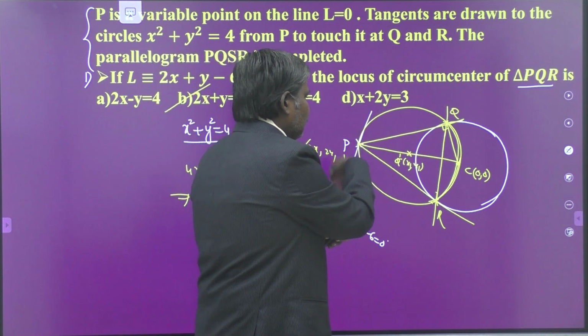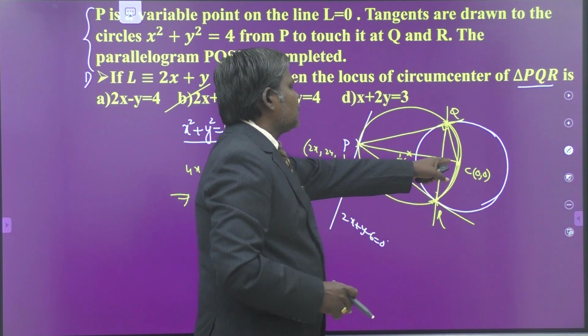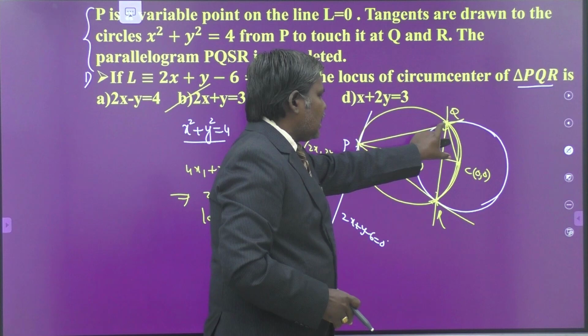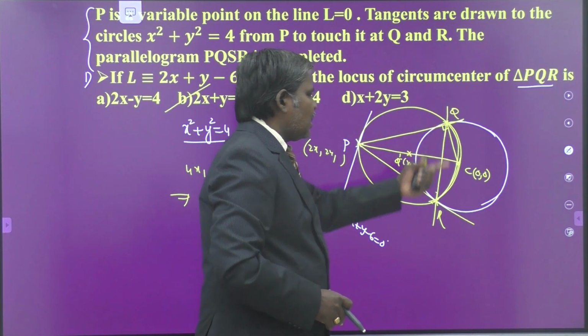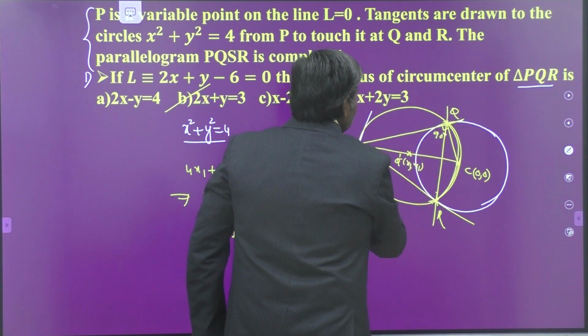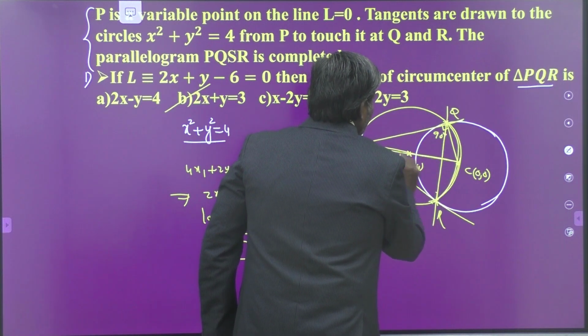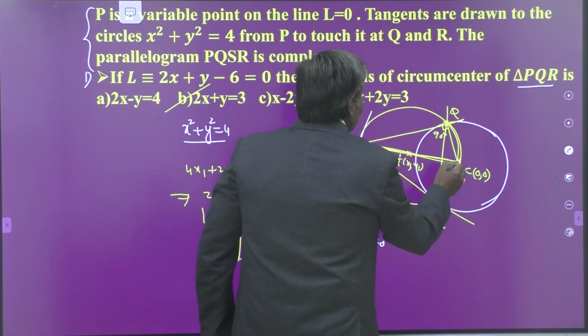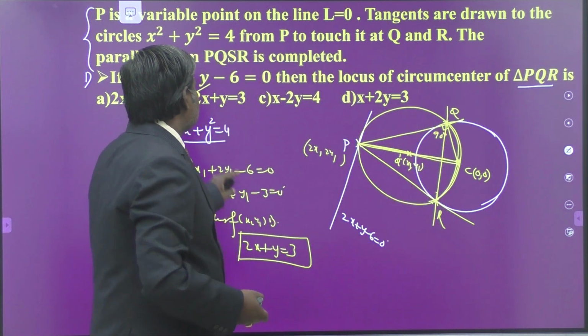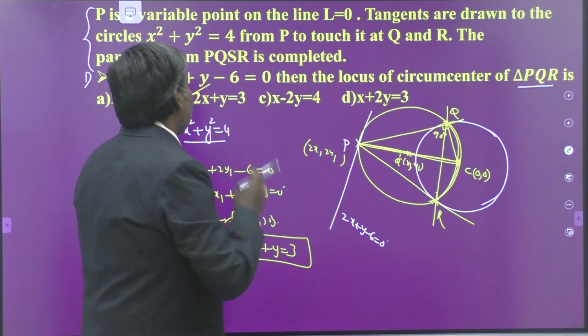Always the circumcircle passes through the center of the circle, since the angle in a semicircle is 90 degrees, because the corresponding radius and tangents are always making an angle of 90 degrees here. When it is 90 degrees, this becomes the diameter. When it is the diameter, this is the end of the diameter. Always the end of the diameter lies on your circle. So this is the first question related to this paragraph.